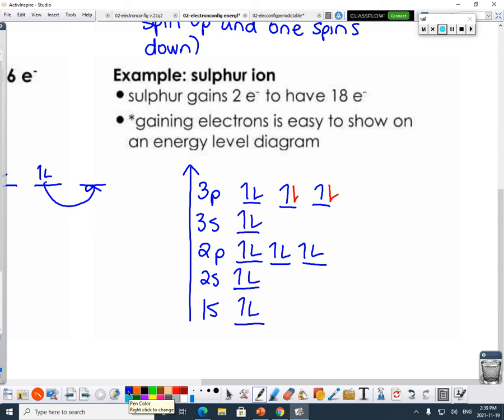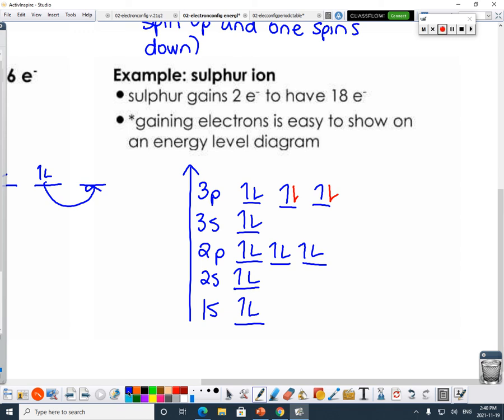Okay, so sometimes, I know it says gaining electrons is easy to show on an energy level diagram. It's not that losing electrons isn't easy to show, but again, we don't want to say skip the transition metals anymore. So how can we deal with the transition metals? And once we draw the diagram, you'll be like, oh, that makes so much sense, okay?